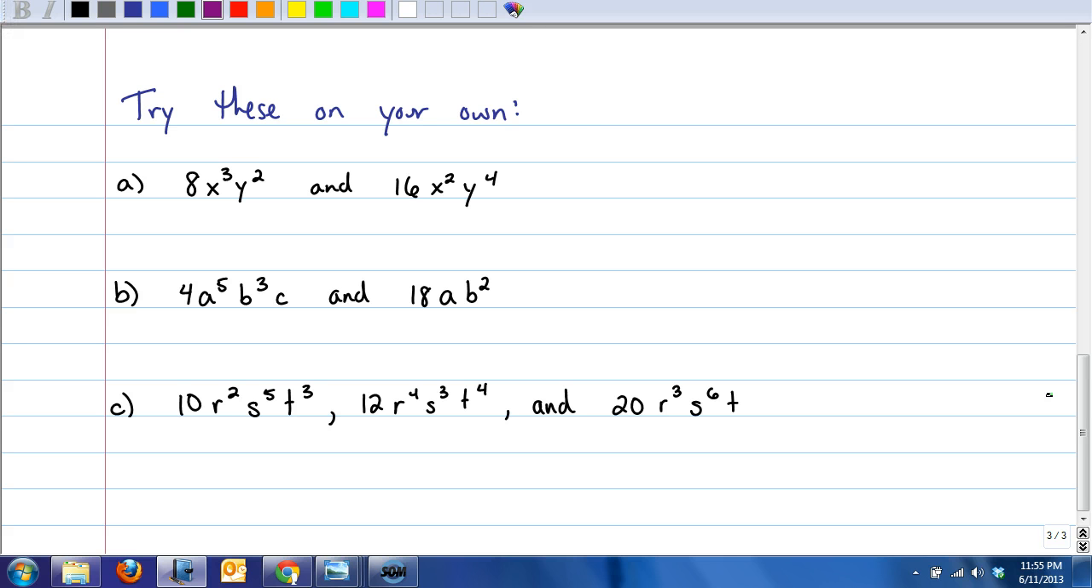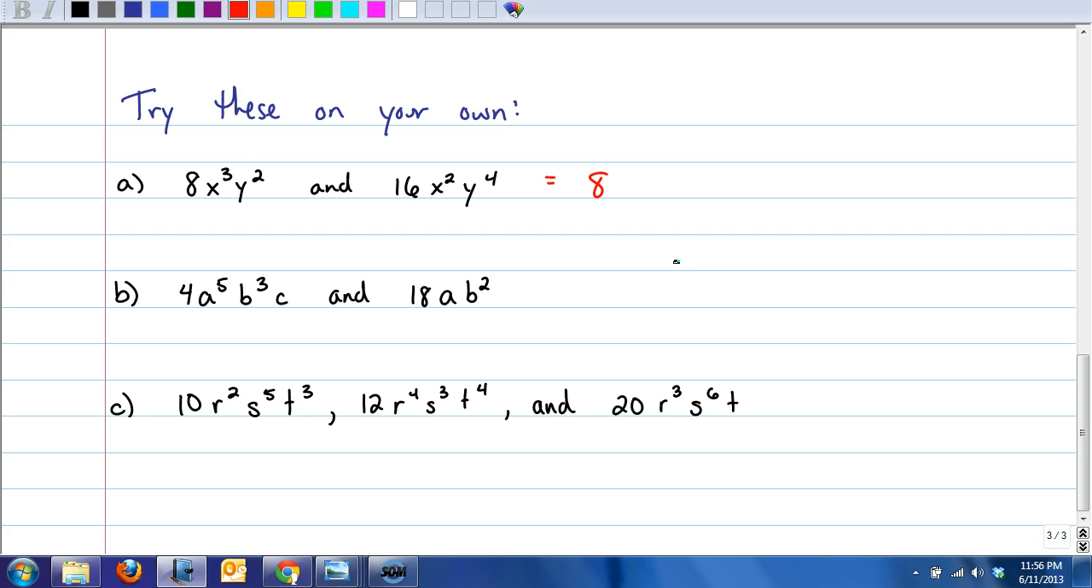So what's the greatest common factor between 8x cubed y squared and 16x squared y to the 4th? Well, let's start with the coefficients, the 8 and the 16. What's the largest number that divides evenly into both 8 and 16? Did you think of it? It's going to be 8. 8 goes into both 8 and 16 evenly, so 8 is your greatest common factor, for the coefficients at least.